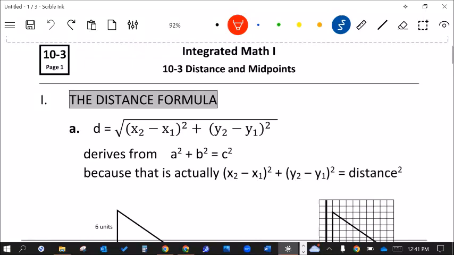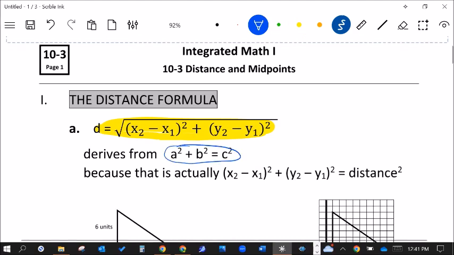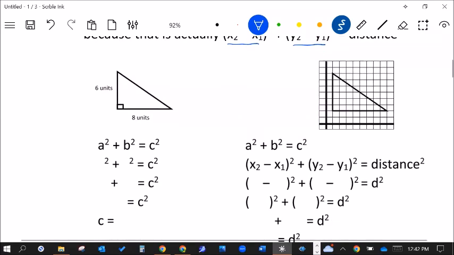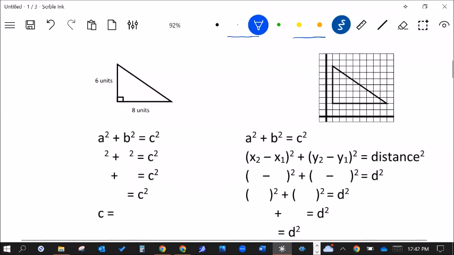Welcome. Let's look at these two formulas, the distance formula, and this one you must memorize. It actually comes from something that we're used to, which is the Pythagorean theorem. That's because the a is actually based on the difference of the two x's and the b on the difference of the two y's. And that's what makes the distance formula. So let's do it in two ways here so you can see how this comes about.